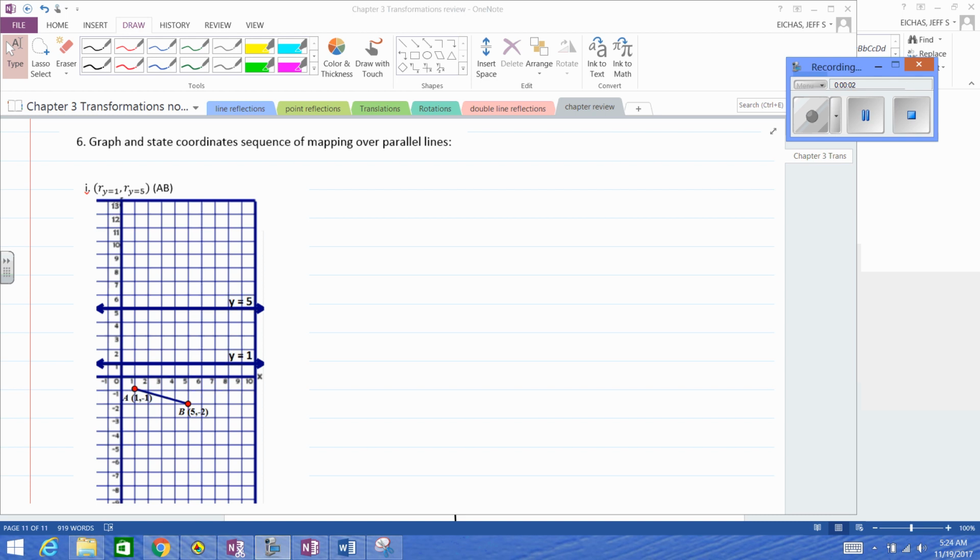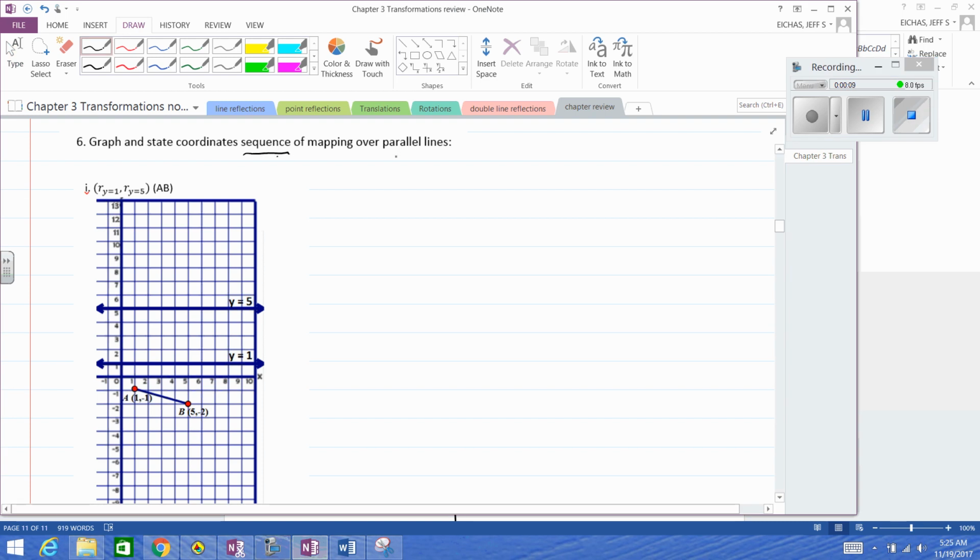Alright, so more solutions to our chapter review. What we're going to do now is a sequence of line reflections over parallel lines. We're going to find its image, A prime. It's 2 away from the mirror. Keep going 2, that's perpendicular. All the rules fit here. 1, 2, 3, 1, 2, 3. There's B prime. And it says state the coordinates.